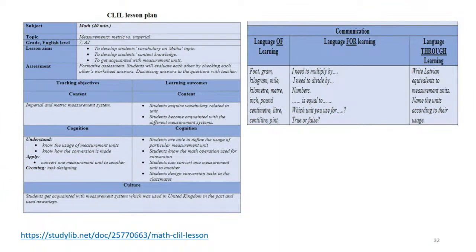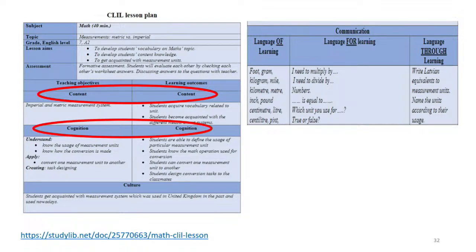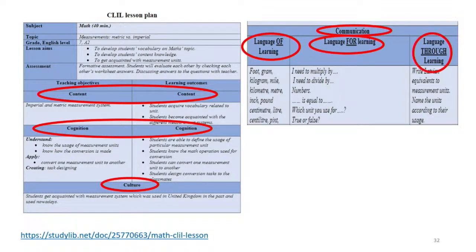So again, please don't worry that you cannot see the words. But I just want to show you, in this CLIL lesson plan, there's content. So this is about measurements, metric and imperial. Cognition, culture, communication, language of learning, language for learning, and then language through learning. So in a presentation like this, it's too much for me to explain all of it in depth, but I just wanted to introduce you to this 4Cs framework because it is an internationally known framework.